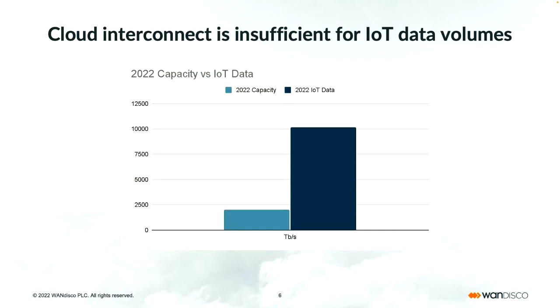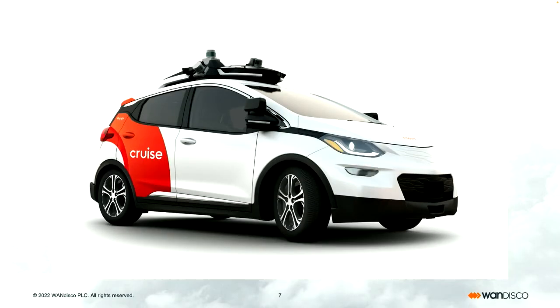Here's the graph. Capacity today, volume of IoT data being generated today. An obvious discrepancy there. So this is the fundamentals. The gap between what's being generated at the edge and what capacity is available to bring those data sets into the cloud. Fundamental. So what's driving that?